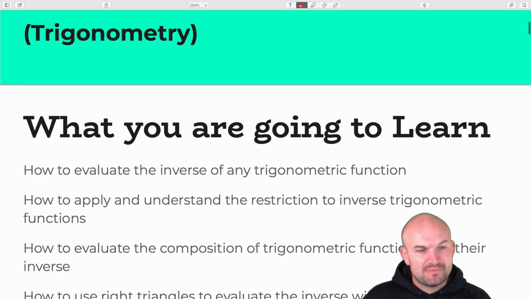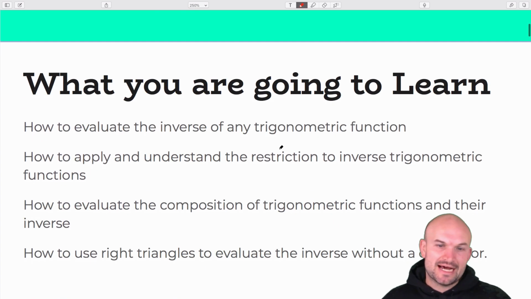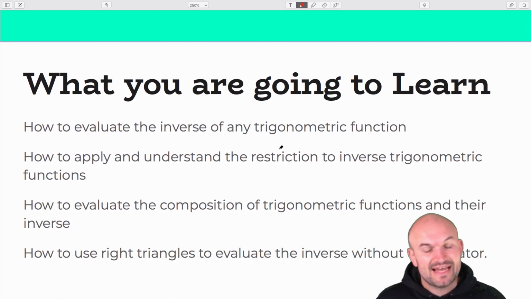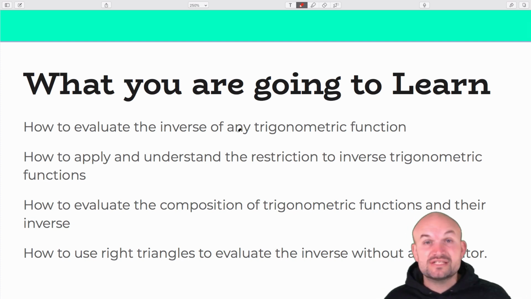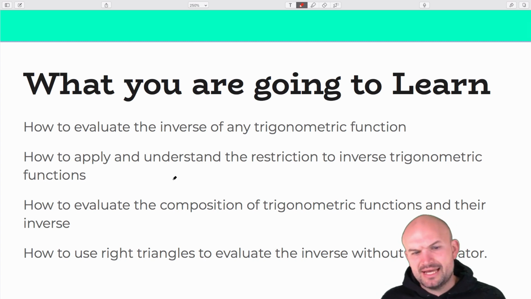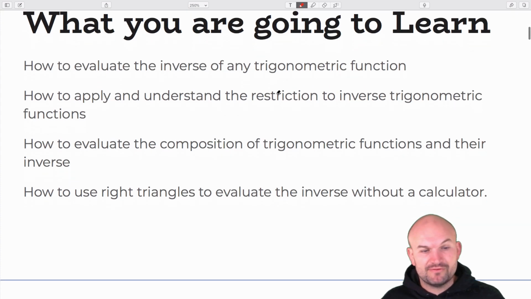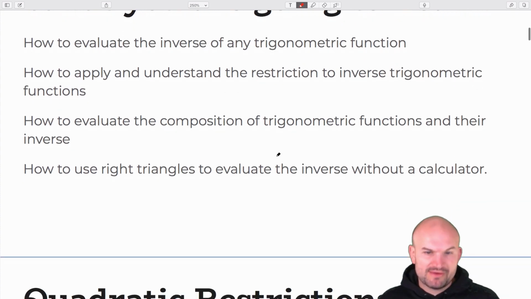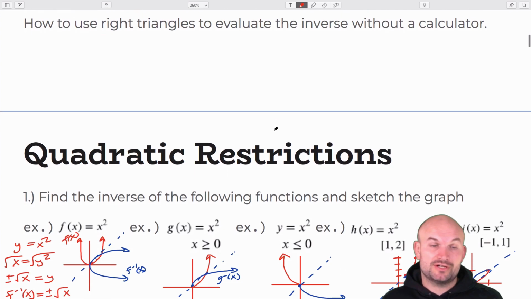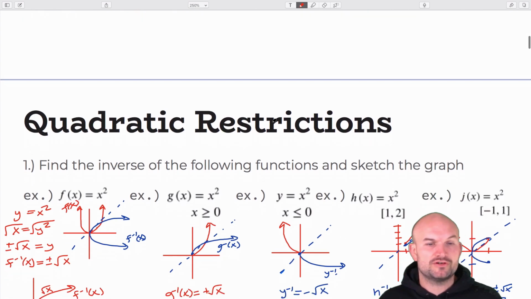So basically what we're going to cover in this chapter is how to evaluate the inverse of any trigonometric functions. Even though I did change that, I don't cover the reciprocal functions. We'll do that later. I talk about how to apply and understand the restrictions on the inverse trigonometric functions, how to evaluate the composition of trigonometric functions and their inverses, and how to use right angles to evaluate the inverse without using a calculator. So we are still on a non-calculator version.